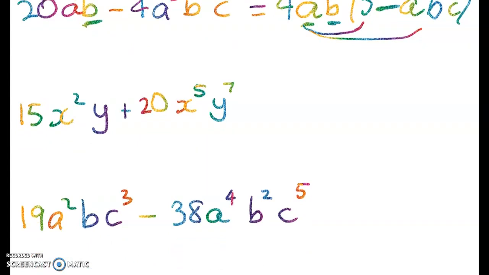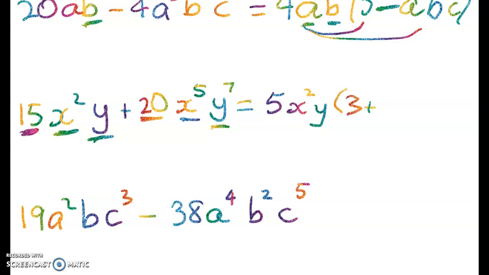On to question number 3. The highest common factor here is 5, between 15 and 20. The highest common factor in the x's is x squared. And the highest common factor in the y's is just y. So we've got 3 plus 4x cubed y to the power of 6. Let me just check that. Does that give me 15x squared y? Yep, it does. That's 20. Yep, that's looking good.